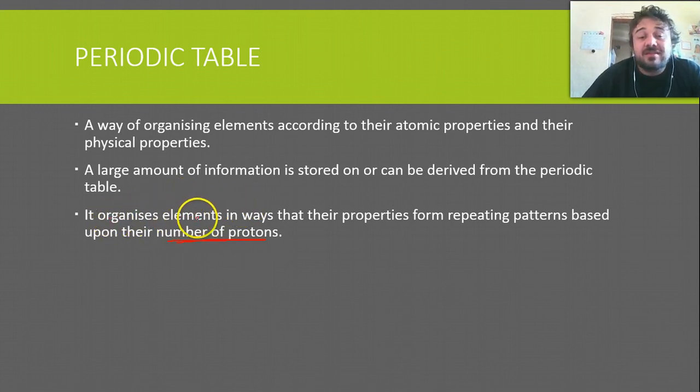Now, it organizes the elements in ways that their properties form repeating patterns. So, for example, the electronegativity. So the ability to pull an electron off something else.